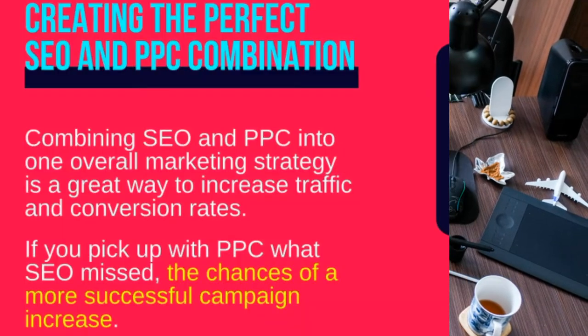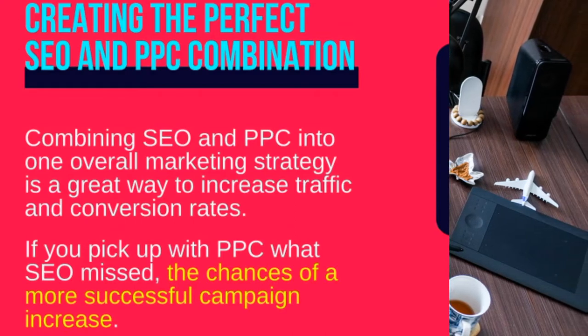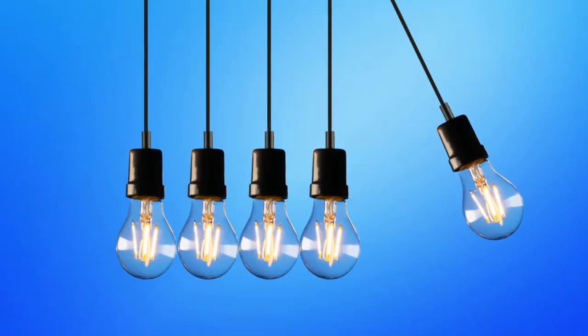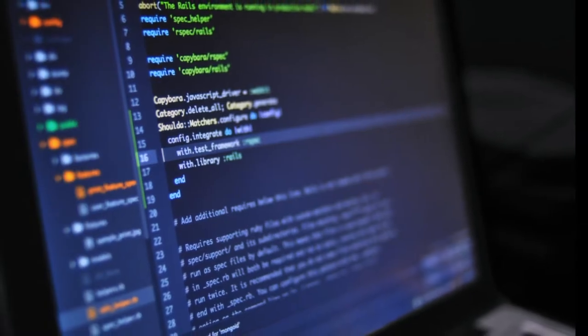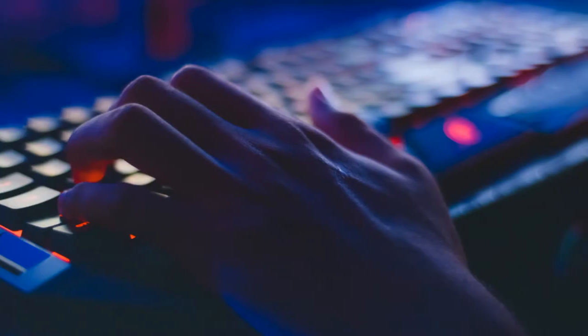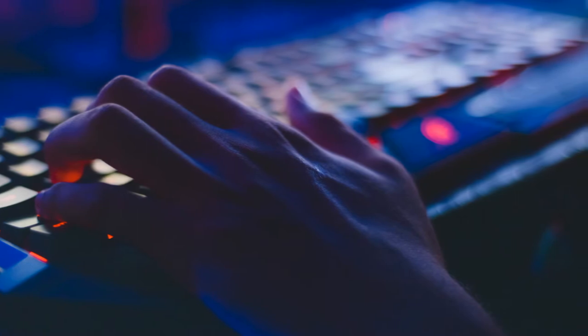Moving on to the next, creating the perfect SEO and PPC combination. Combining SEO and PPC into one overall marketing strategy is a great way to increase traffic and conversion rates. If you pick up with PPC what SEO missed, the chances of a more successful campaign increase.